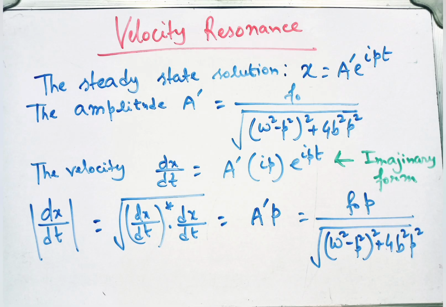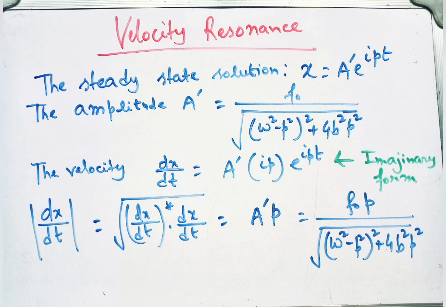Now for velocity resonance, the steady state solution we got is x equal to a prime e to the power ipt, where this amplitude a prime is small f0 over root of (omega square minus p square) whole square plus 4b square p square. Small f0 is nothing but capital F0 by m. Now to get the velocity, we have to take the derivative of x with respect to time. If we do that, we will get this form.